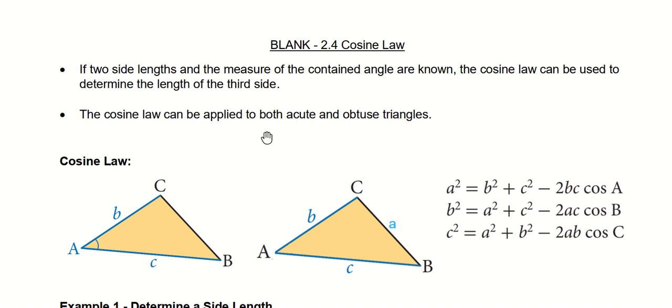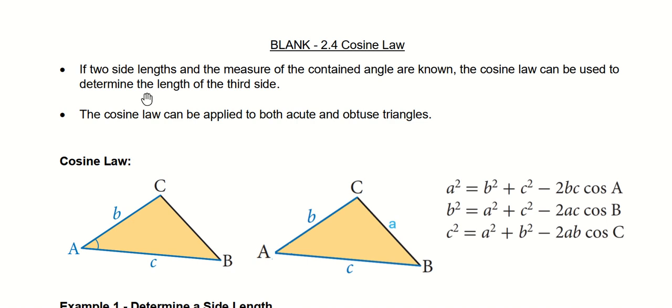However, you can use the cosine law if you have an angle and beside it you have two sides, or if you have all three sides of a triangle. That's how you can tell.